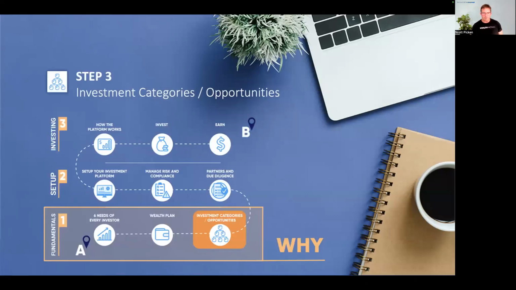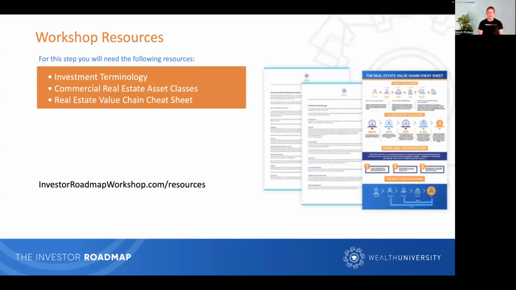Cool. Let's move to number 3, all about investment categories and opportunities. Again, in the resources, Shane has given you access to a whole bunch of cheat sheets. You've got investment terminology, you've got commercial real estate as an asset class, and you've got the real estate value asset chain.